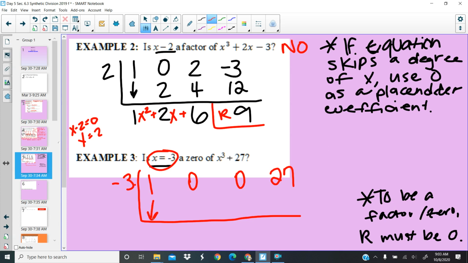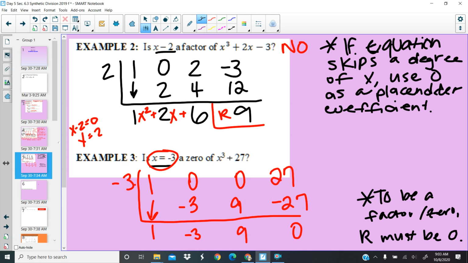So then I'm going to drag down my first coefficient of 1, multiply it by the -3 on the outside, and record that in the next column. Add my column, so 0 plus -3 is still going to be -3. Multiply that by my number on the outside and get a positive 9. And then 0 plus 9 is 9. And 9 times -3 gives me -27. And then if I add my last column, 27 plus -27 is going to be 0.